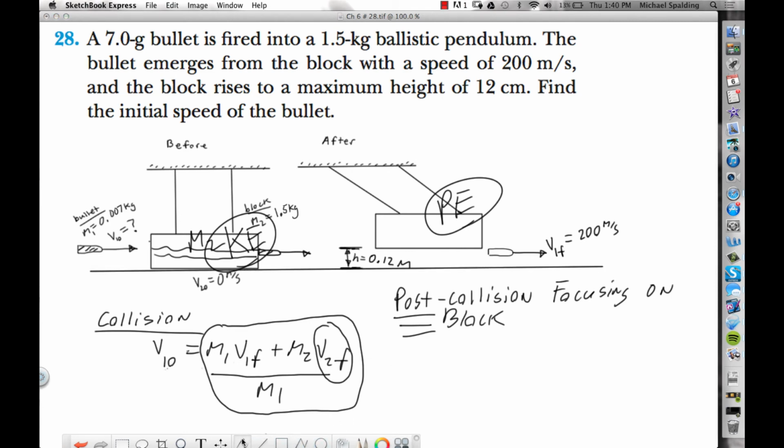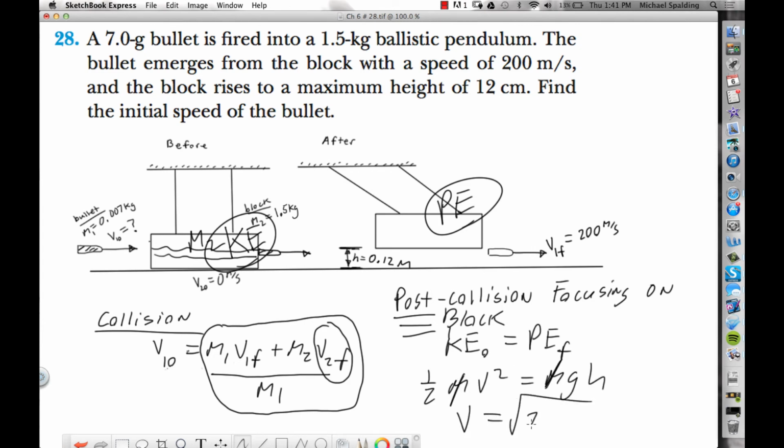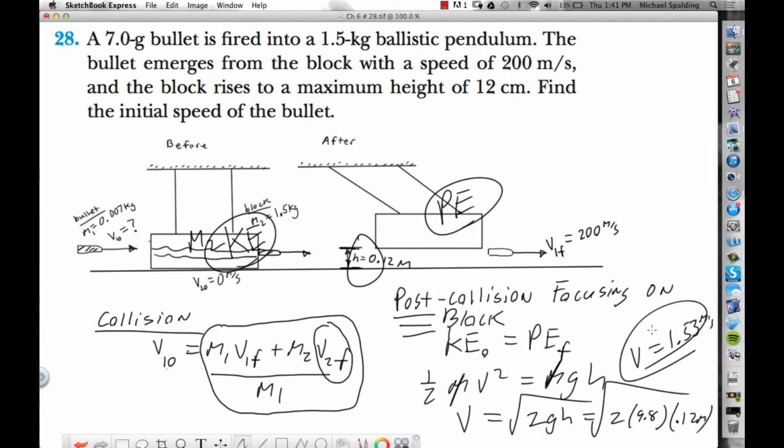Okay, so we got our equations here. We're going to say kinetic initial equals potential final. So you go 1/2 mv squared equals mgh. The m's cancel, which makes it nice. So v is the square root of 2gh. So that's 2 times 9.8. I'm leaving the units off. Bad physics teacher. I'm almost out of room. The h is right here, 0.12. Okay? So this velocity comes out as 1.53, and that is the final velocity of the block after the collision.